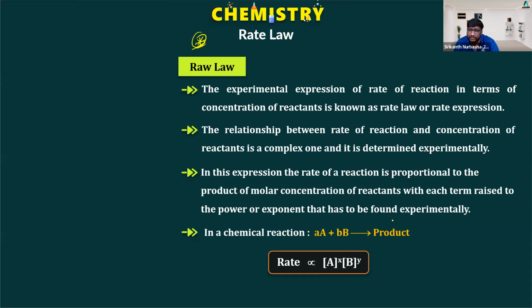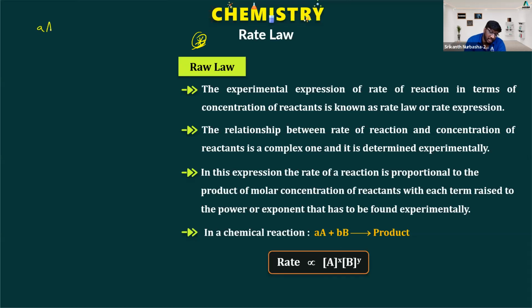What are x and y? x and y are determined experimentally. x is the order with respect to A, y is the order with respect to B. We'll define what order is later. So x and y are those quantities which are determined experimentally. They are not simply a and b.